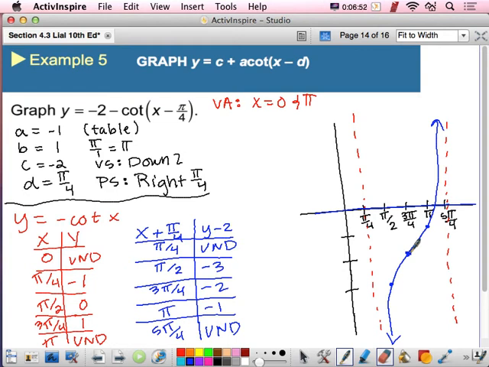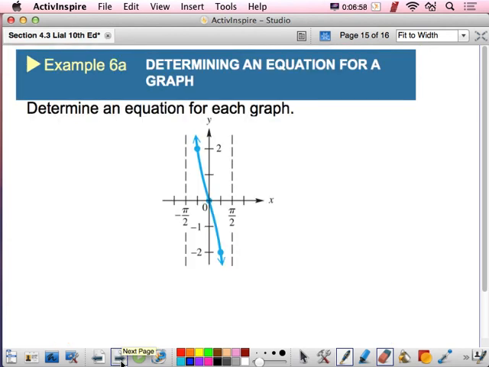All right, now the next couple, I'm going to give you a graph and you come up with the equation. And then we'll be done for the day. So take a look at this one. I'm going to pause right here, you guys, and see if you can figure this out. Decide whether it is tangent or cotangent and what the A and B should be.